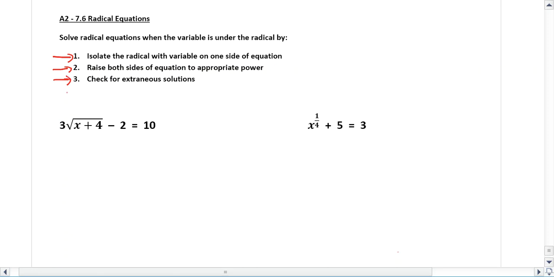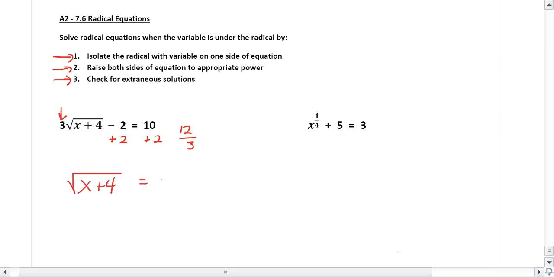Sometimes the algebra is correct and it gives us an answer, but because of the nature of roots, when they exist and when they don't, when a negative root exists, sometimes the answers are garbage, so we got to watch out for those. So let's look at this first example where step 1 says to isolate the radical. We'll start by adding a 2 to both sides. Over here we get 12. And then to isolate the radical, we need to get rid of this times 3, so we're going to divide both sides by 3. So then we finally have the radical alone.